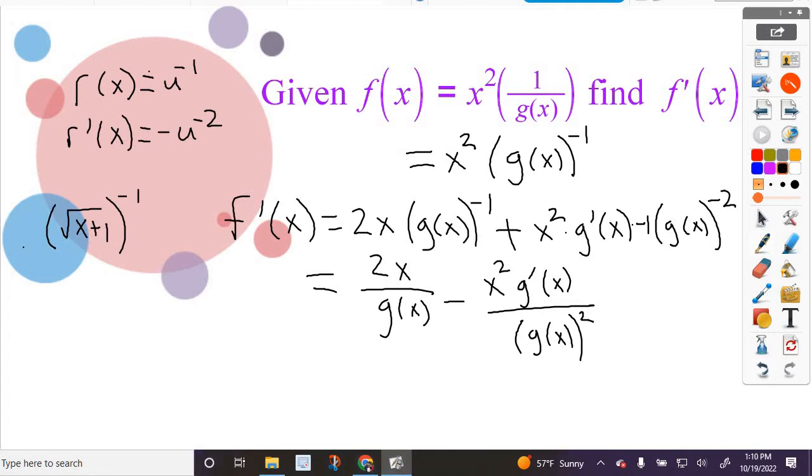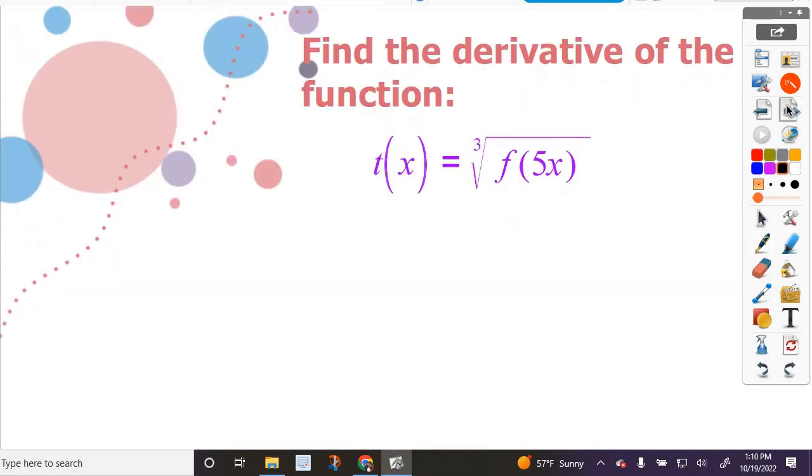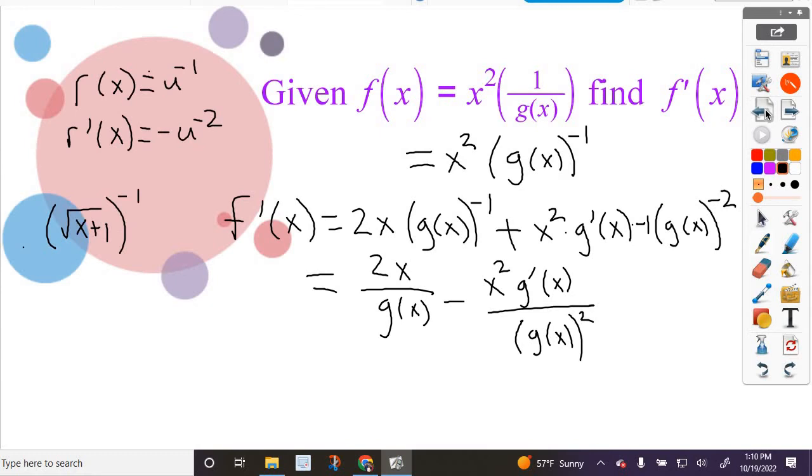Other questions? Do we want to see another example together? Yes. Alright, so on this one, was that the answer? Yeah. Because I don't know what g of x is, they didn't give me any other information about g of x. So that's how I have to leave my answer, because I don't have a g of x. So that's my final answer.